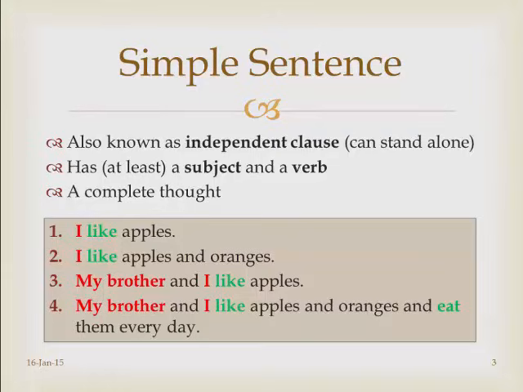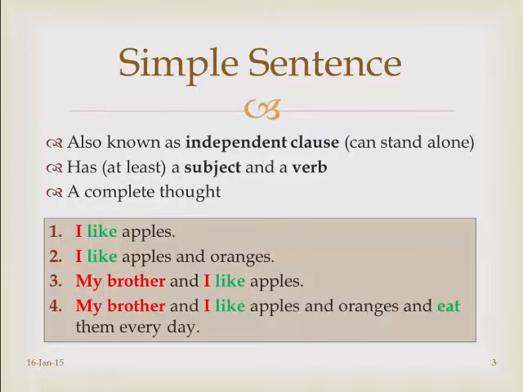My brother and I like apples. This time you have my brother and I being the subject for the verb like. You can have more than one, and it's called a compound subject. Doesn't matter, it is still the subject, my brother and I, and you have the verb like apples. Still one single independent clause.